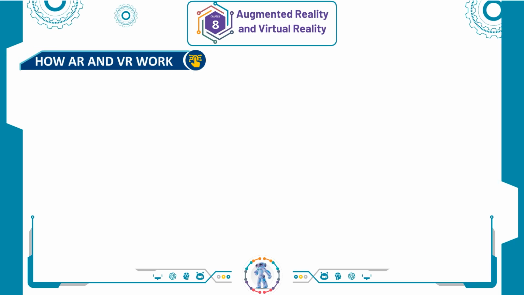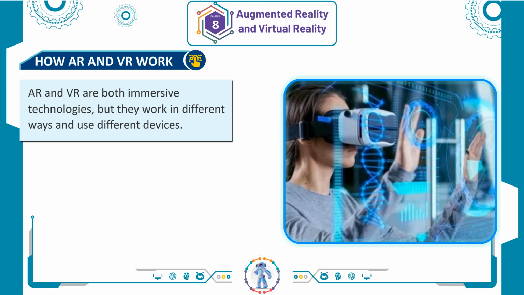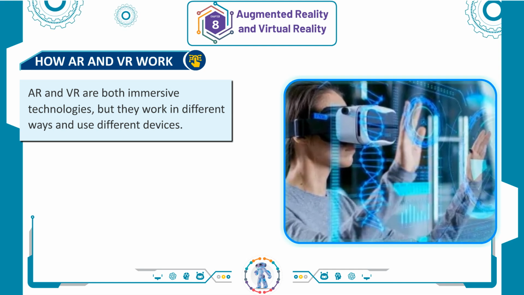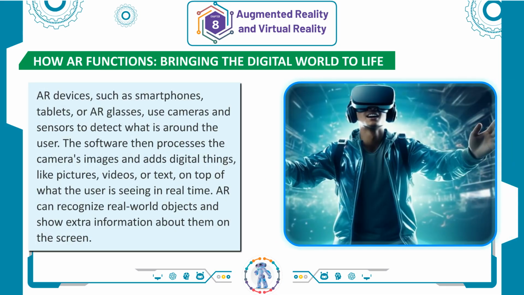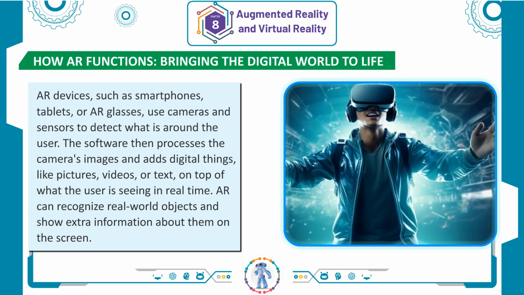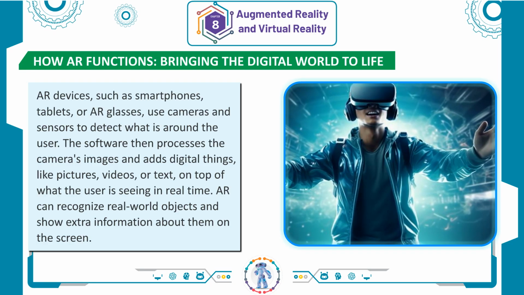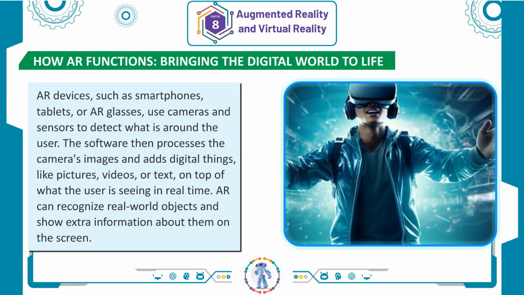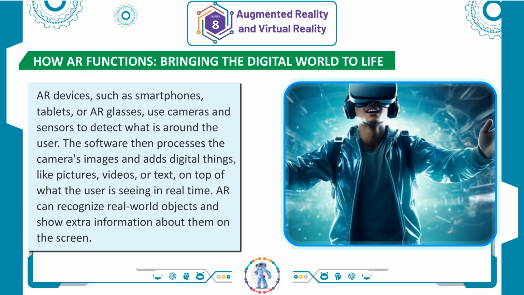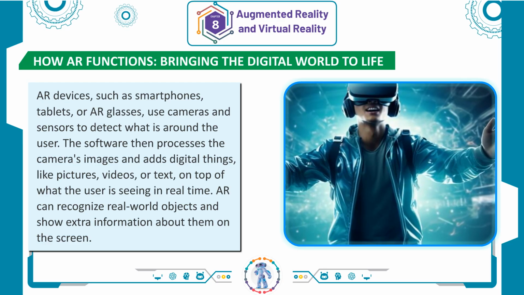How AR and VR work? AR and VR are both immersive technologies, but they work in different ways and use different devices. How AR functions, bringing the digital world to life. AR devices, such as smartphones, tablets, or AR glasses, use cameras and sensors to detect what is around the user. The software then processes the camera's images and adds digital things, like pictures, videos, or text, on top of what the user is seeing in real time.